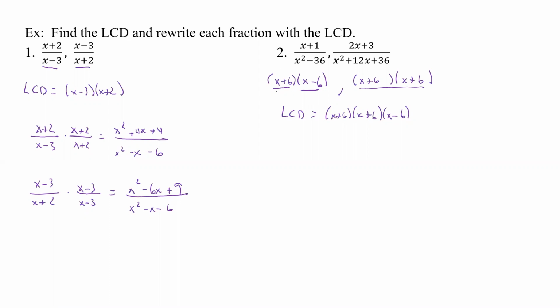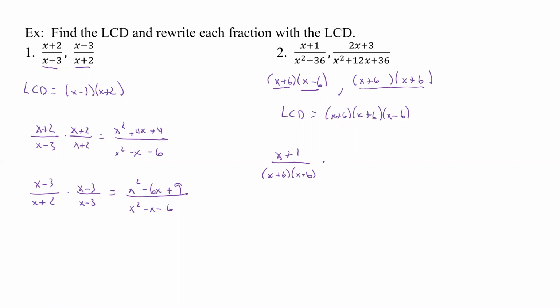And so if we do that, what do we have to multiply this first one by? So we start out with x plus 1 over, and then let's go ahead and write that in factored form. What do we have to multiply that by to get the common denominator we found here, the LCD?